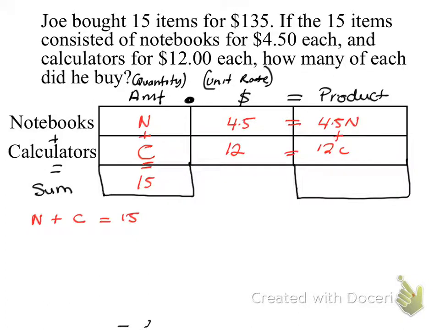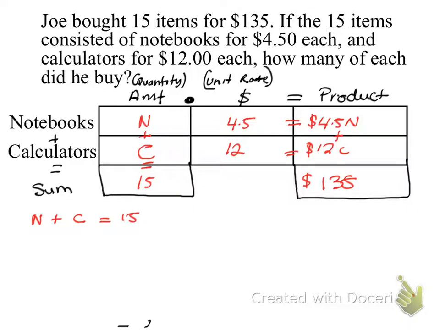Okay, so now what is the total amount? What is the total amount? Charlie. 4.5 plus 12. No, the total, the thing that goes in the box, the last box. 135. 135. Now, you'll notice that this is in dollars, this is in dollars, and this is in dollars. But 15 is not in dollars, so it goes with the other one.